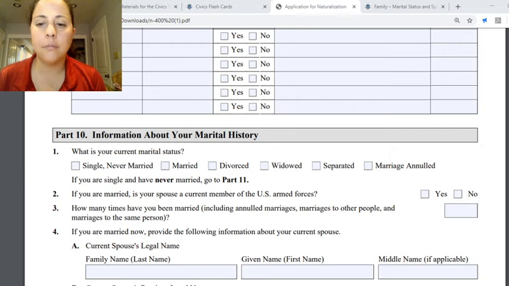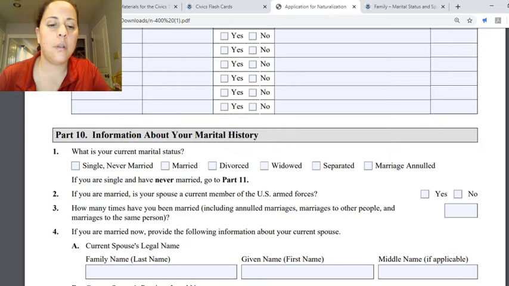Number 3, how many times have you been married, including annulled, which means canceled, marriages, and marriages to other people, and marriages to the same person? How many times have you been married? 0, 1, 2. Number 4, if you are married now, please provide the following information about your current spouse.